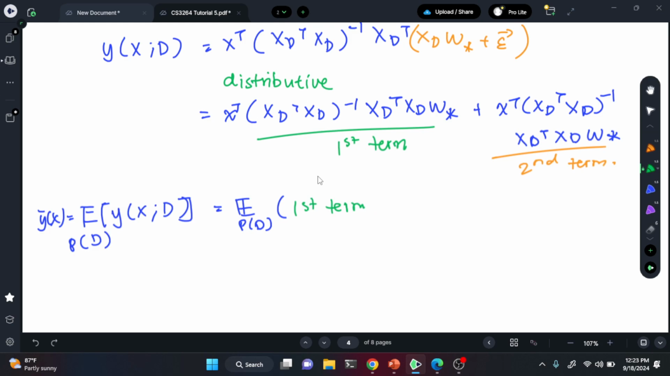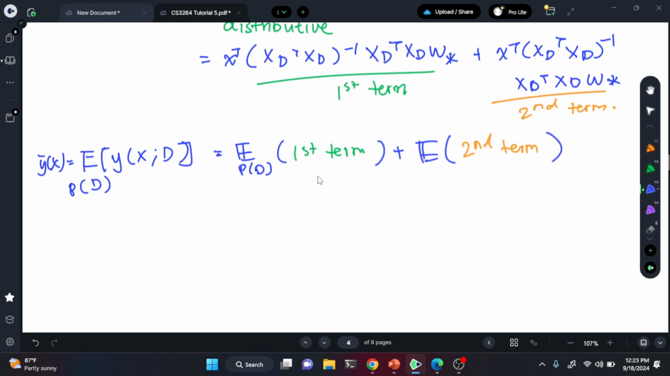Yeah, expectation of the first term plus the expectation of the second term. Okay, clear on this? By linearity of expectation, if I have the summation, I can split them. Now let's try to compute the expectation of the second term first. How do we do this?